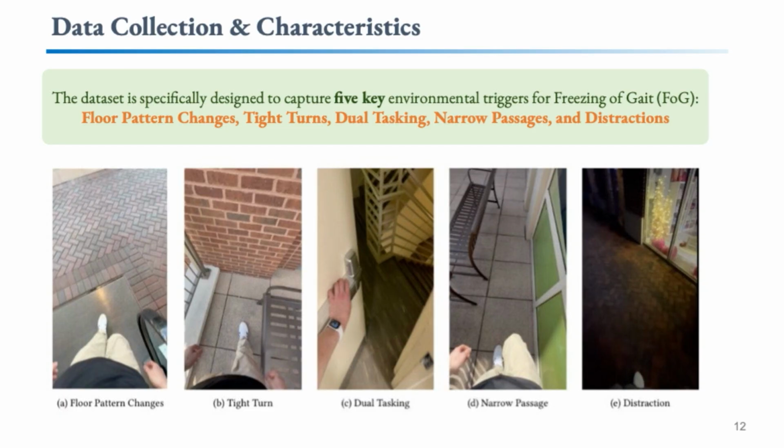Then we have tight turns, which are situations that require sharp turns or sharp pivots greater than 90 degrees. Then we have dual tasking, which are situations that require patients to perform multiple activities at the same time, like holding the door while walking. The next is narrow passages, which are confined spaces that create strict spatial constraints. Finally, we have distractions, which are sudden visual elements that could interrupt one's walking patterns, like walking by a lighted Christmas tree and you feel distracted by it.